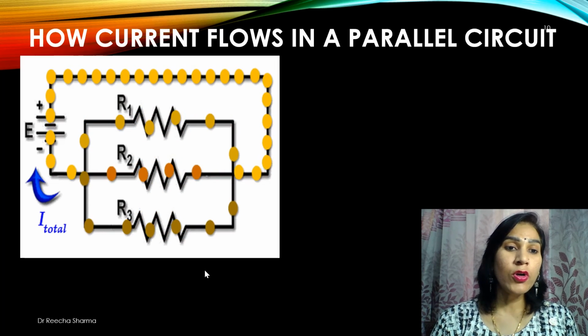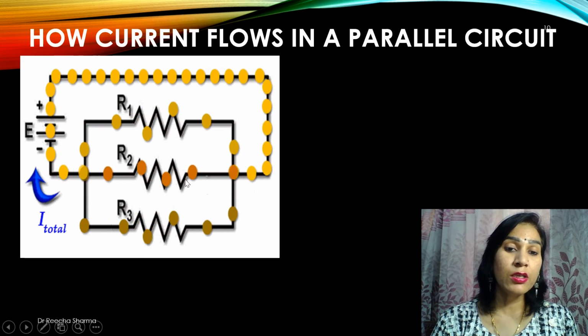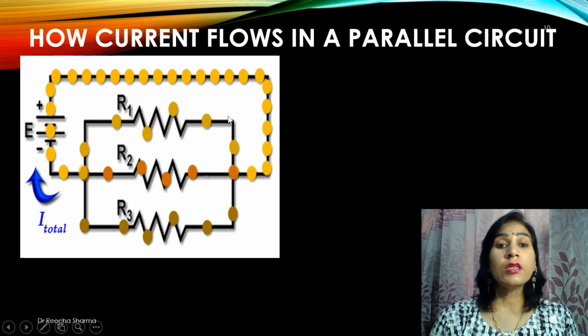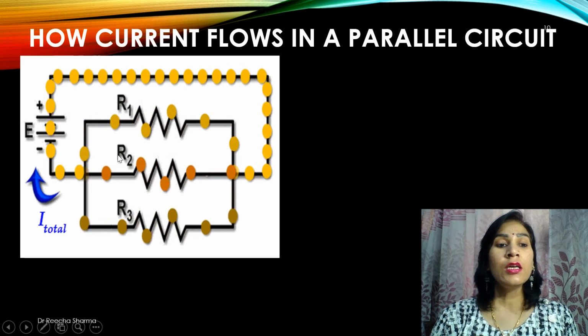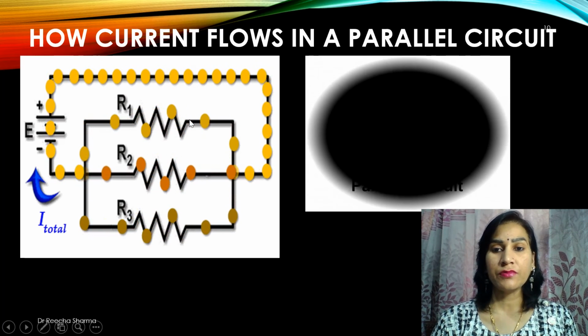These yellow dots show the flow of total current. When it reaches this node, the current is divided into three parts. Some part of the current goes into R1, some into R2, and some into R3, and the total comes here, again becoming yellow. So the current I is equal to I1 plus I2 plus I3. This shows how the current flows in a parallel circuit.